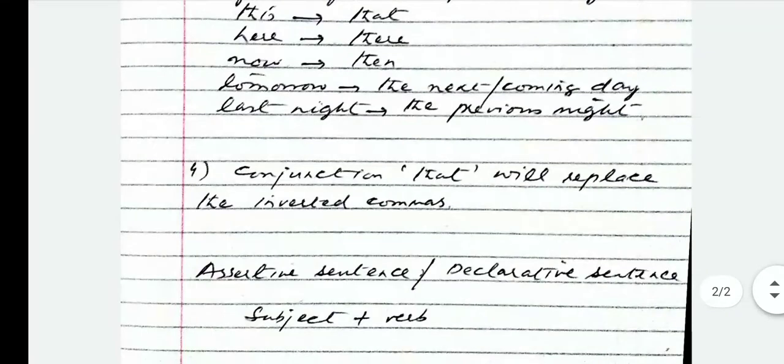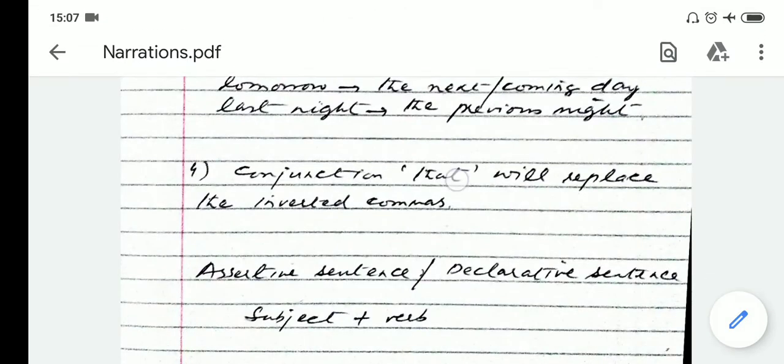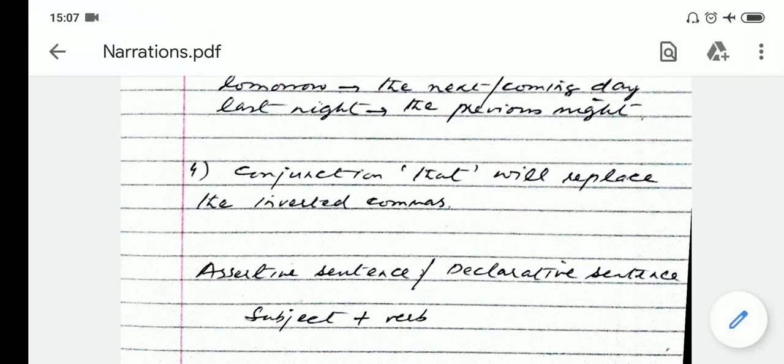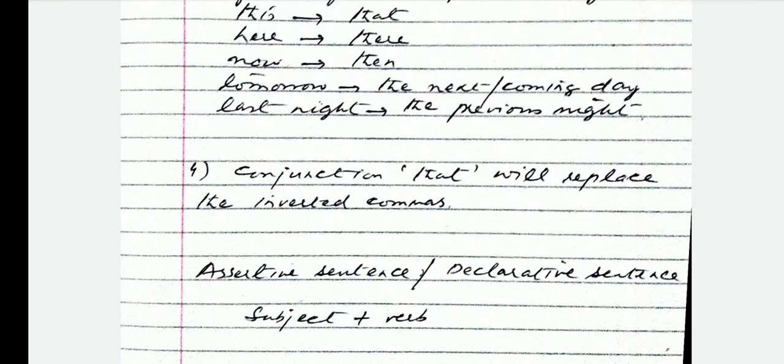And number 4, conjunction that. जब हम when we are changing a direct speech into an indirect speech, we will remove the inverted commas, and when we remove the inverted commas, we will use that. Okay, that is a conjunction. Conjunction क्या होता? Conjunction is a word that combines two sentences, right? So that is a conjunction.